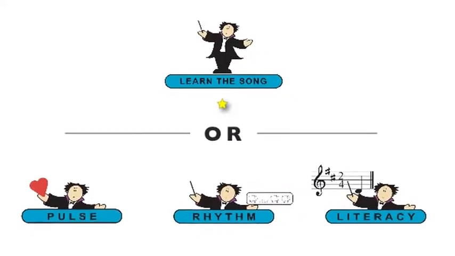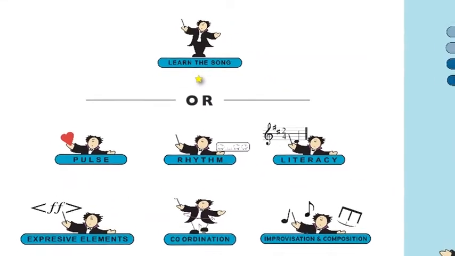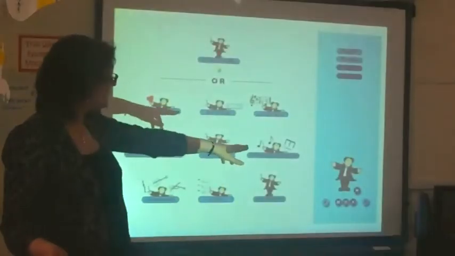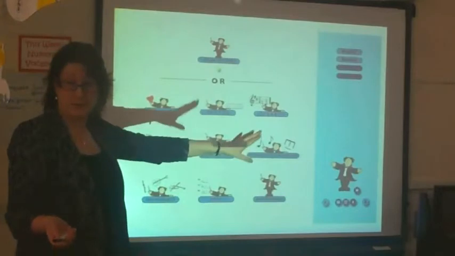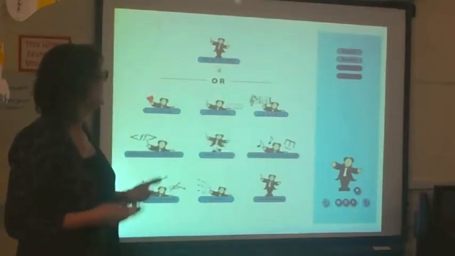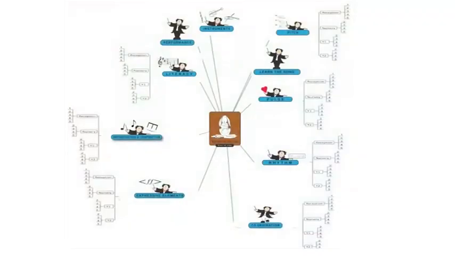So we'd learn a song, we'd work at it with pulse, rhythm, literacy, and all of these things would be done through the whiteboard. Our little man in the corner would be the one to instruct. So the class teacher doesn't have to plan and doesn't have to know the content, they just have to start.